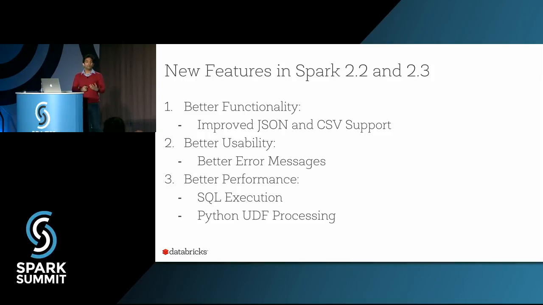First, we would like to provide better functionality when you want to build these pipelines. In this case, things might include better JSON and CSV support when you're trying to read this data. Second, there is a whole lot of work being done around usability. This includes tweaking a large number of exception traces so that you get better error messages, so you can know exactly which column or which record is faulty, and then we can do something about it. And finally, we are always focusing on better performance.